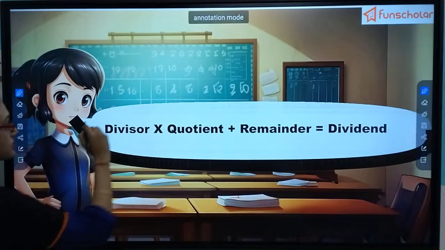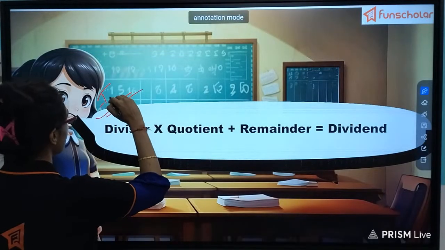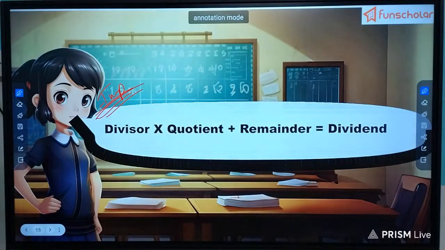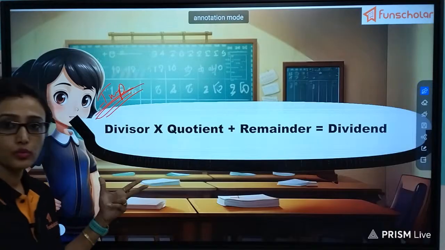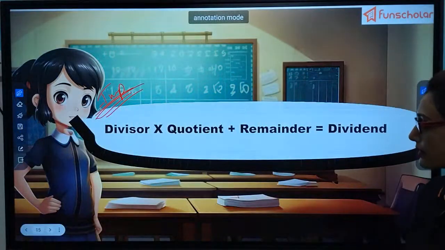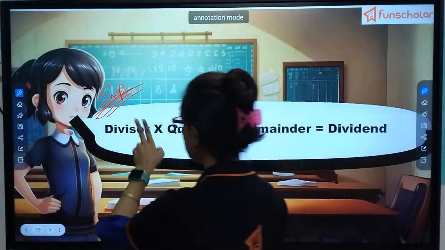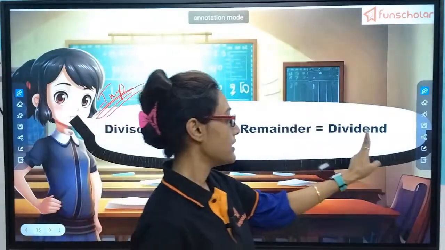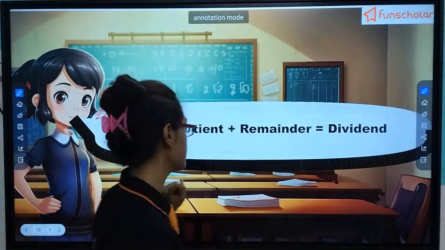The formula is very important for your exam and all your mathematical problems. So please do understand and then memorize it. Okay. So the formula is divisor into quotient plus remainder equals to dividend.